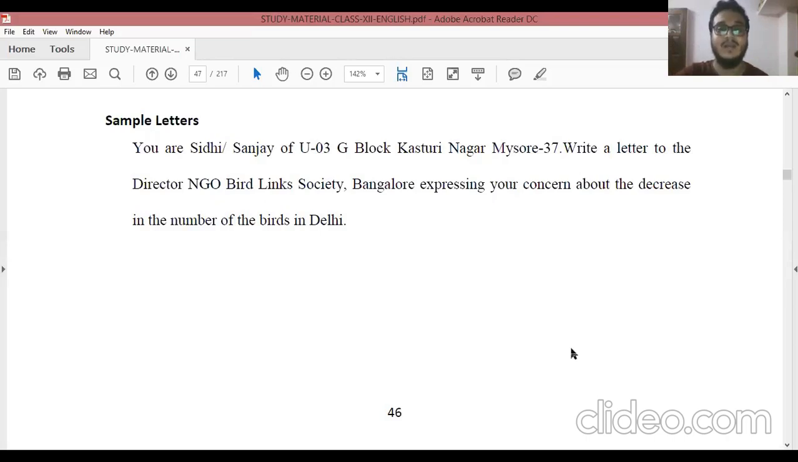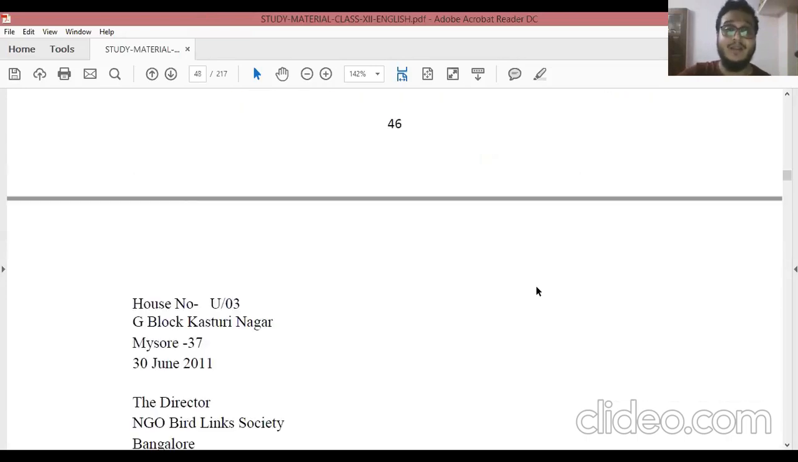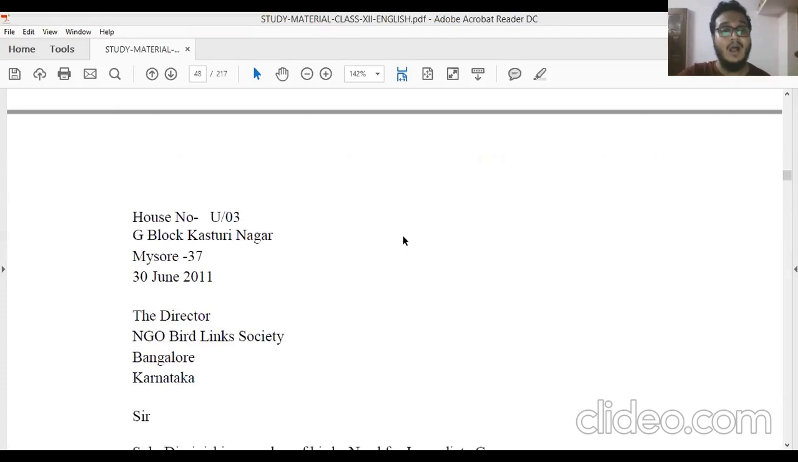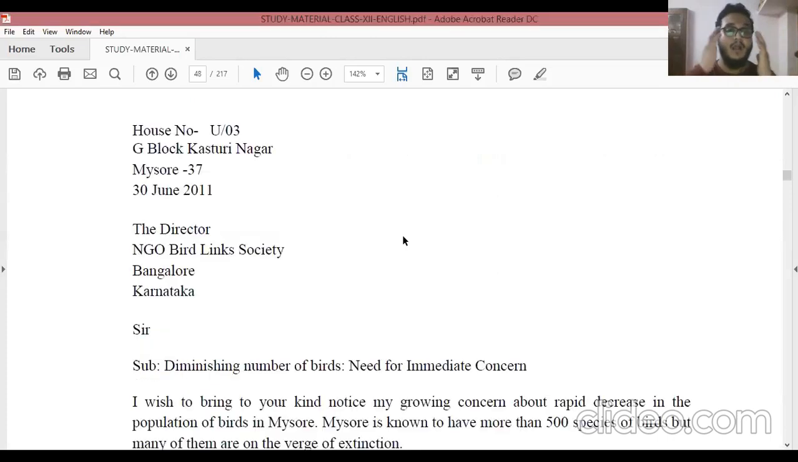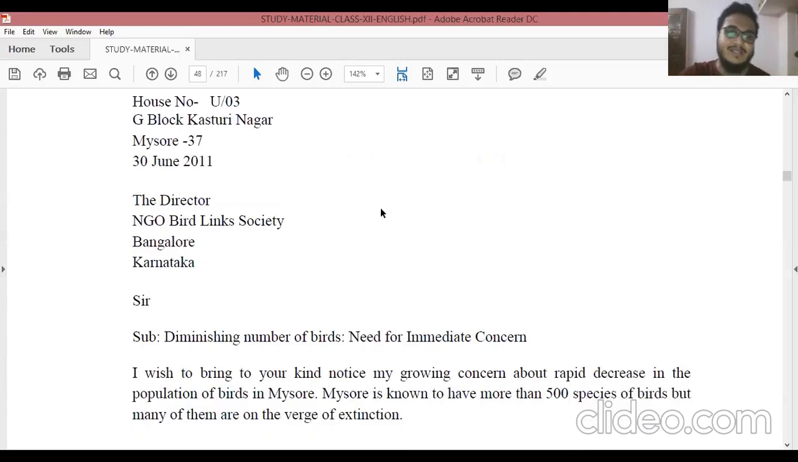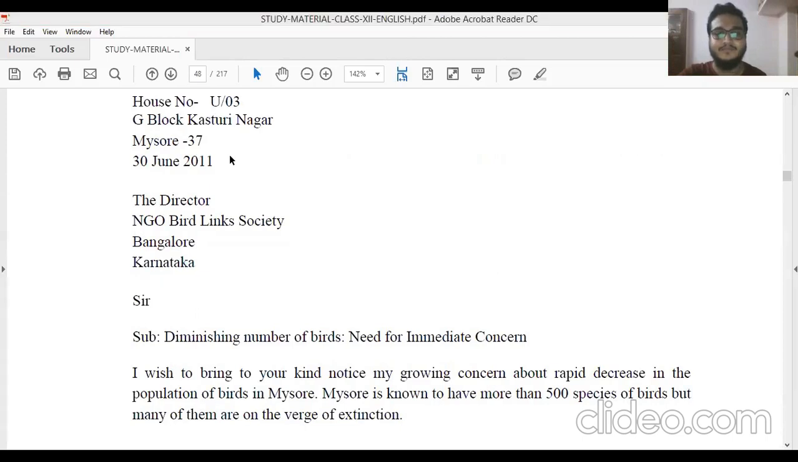You can see here in the question, it's a practical issue also. Students, see the format here. House number, as on the left hand side. See the left hand alignment. Everything parallel. No change in the alignment. No ending: there is no comma, no full stop, nothing. Everything in left alignment.